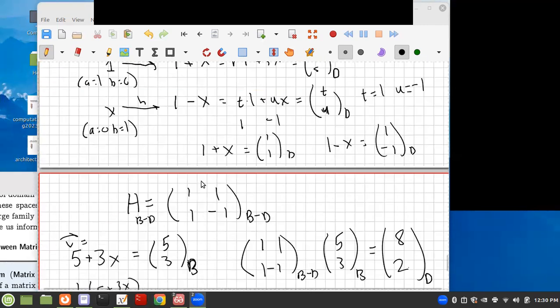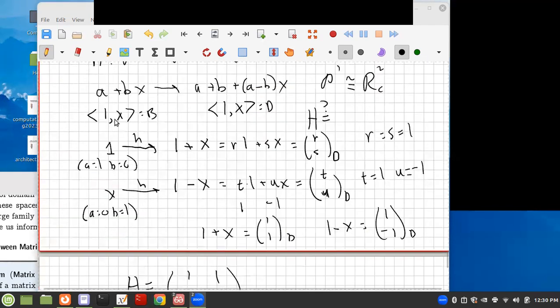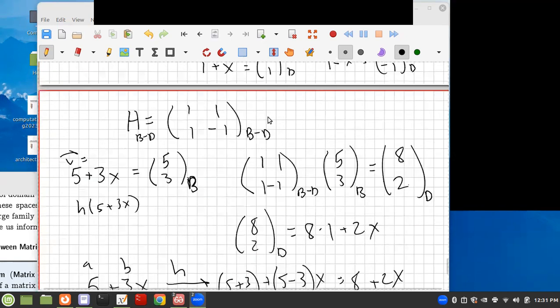So now this was simple because we used the standard basis, but if we used a different basis, we would have to do all that rigmarole with changing, and it would be different representations.